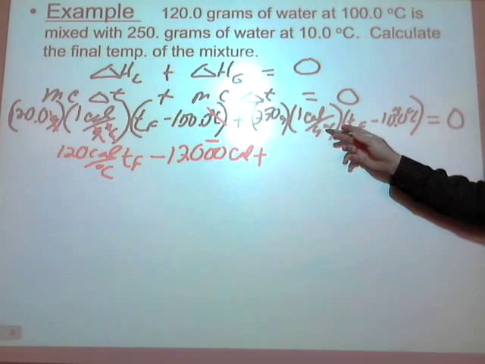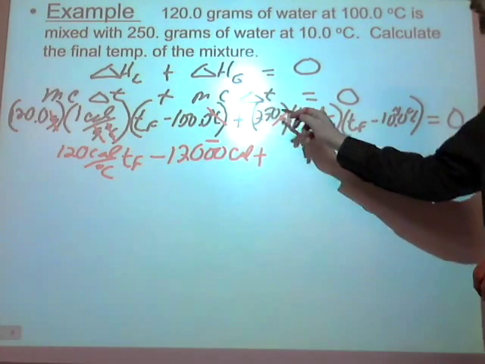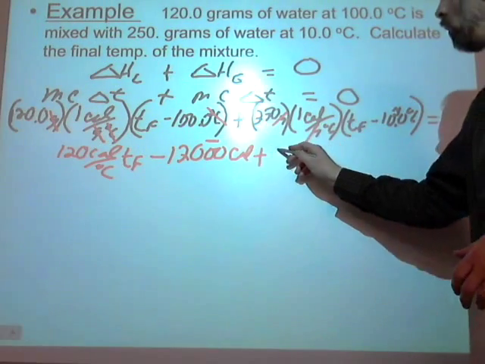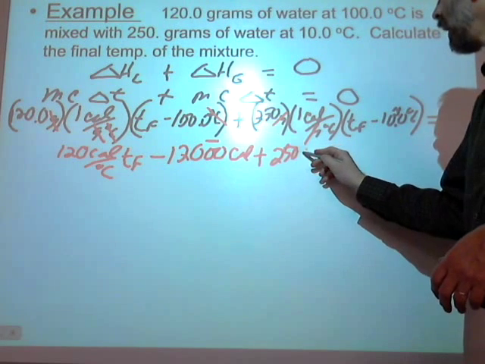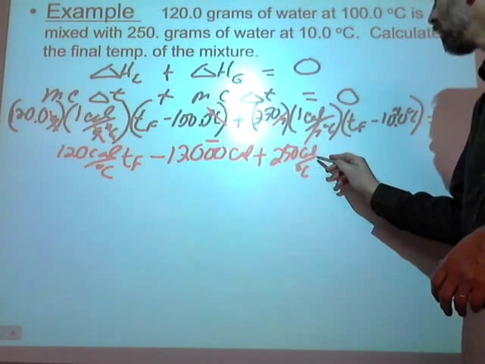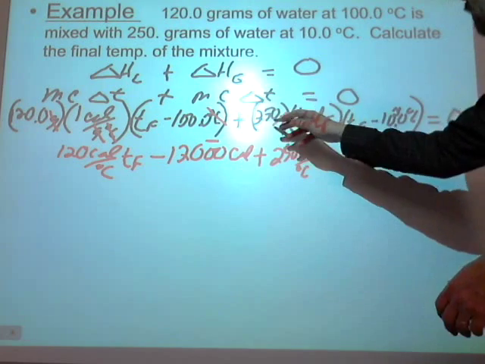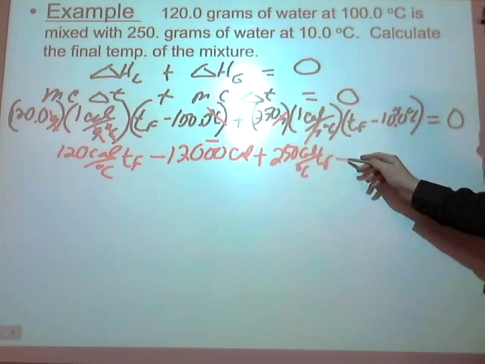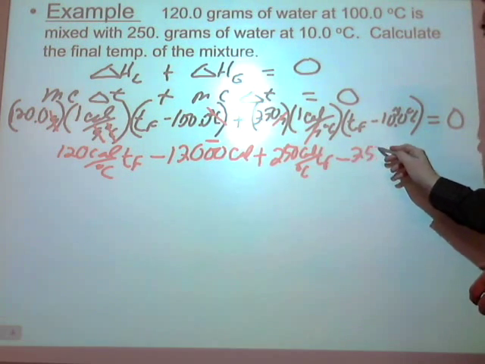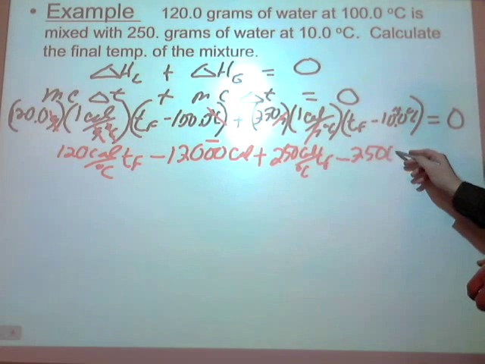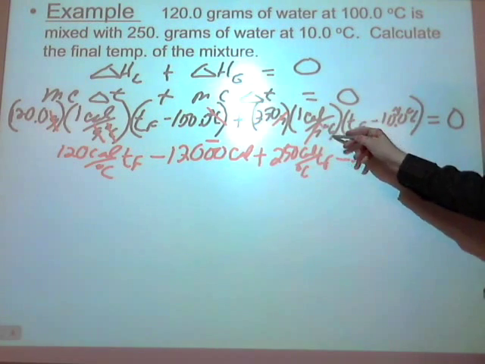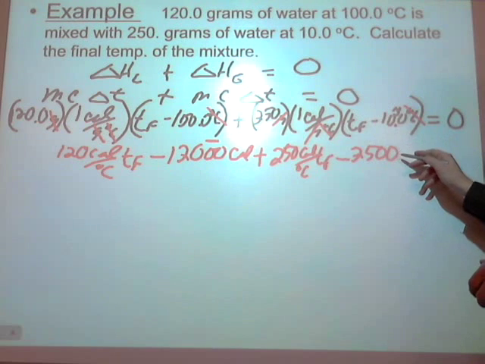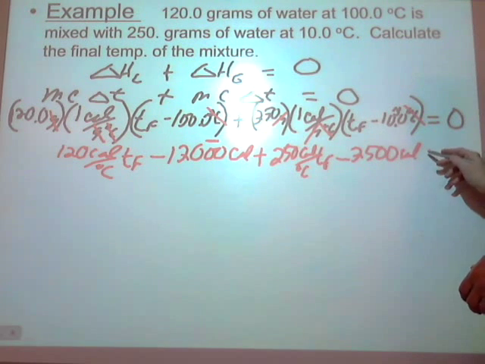250 times 1 calorie. Again, grams will cancel. 250 times 1 is 250 calories per degree Celsius TF. 250 times negative 10 is minus 2500, right? Degrees Celsius cancels this time and leaves me with just calories. Okay, I have this. This is right so far. Does that look good?